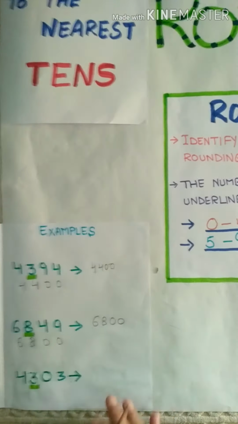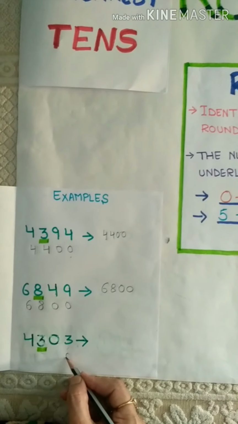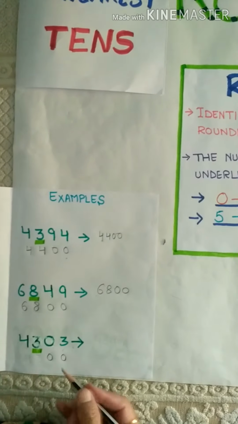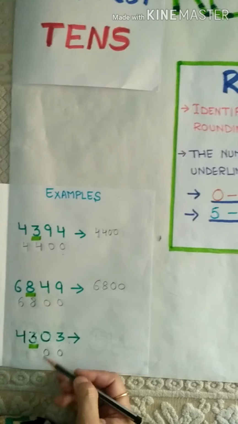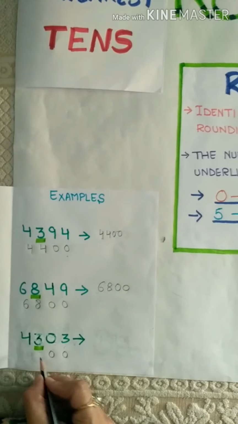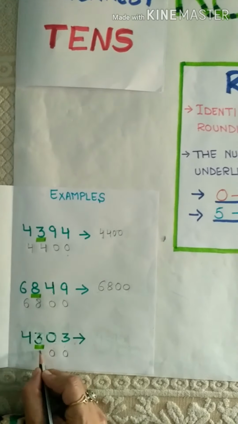Now move to the third example, 4303. Again find out the digit at the 100 place. Here the digit is 3. Now write 0 at the ones place and tens place. After that, see the number which is right to the underlined digit. Here the digit is 0, which is less than 5. So I will not add anything in this digit. So it will remain the same. And the rest of the digits at the left side will also remain same.